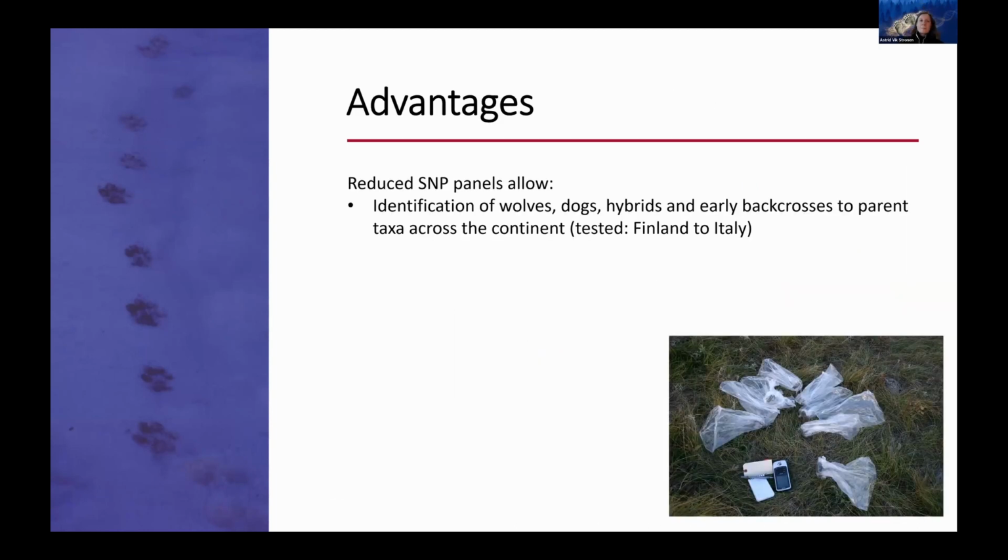So these reduced SNP panels allow us to identify wolves, dogs, hybrids, and the early generation backcrosses to parent taxa. And importantly, this was tested across Europe. So whether the wolf or the hybrid comes from Finland or Italy or Portugal doesn't matter. It really looks at the ancestry of the animal being wild or domestic. This also means, very importantly, that any suspect canids detected in non-invasive monitoring, where you have no actual animal, you just have a scat or a hair, can be tested with a standardized method.